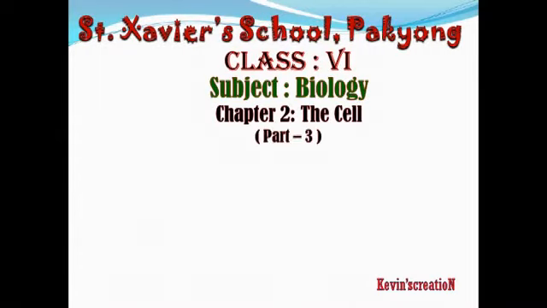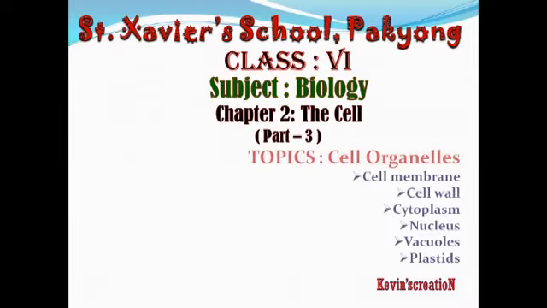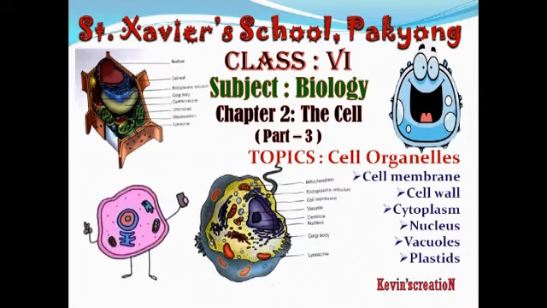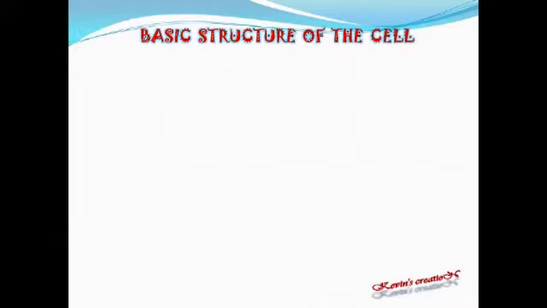Today in biology, we'll be taking the third part of chapter 2, that is the cell, and we'll be discussing these topics: the cell organelles, under which we'll be studying cell membrane, cell wall, cytoplasm, nucleus, vacuoles, and different types of plastids. So let us start with the basic structure of a cell.